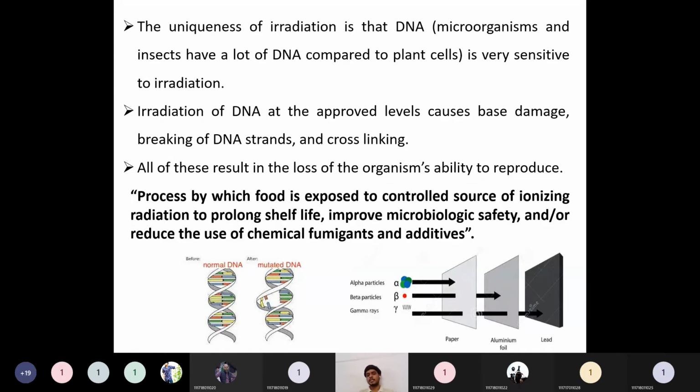Many preservative additives are used nowadays, even for noodles we are using many chemical preservatives. Those chemical preservatives will definitely have some chemical reaction with the natural wheat or whatever pulses are there. The adverse effect of those chemical additives can be lowered by using this irradiation procedure. So the process by which food is exposed to a controlled source of ionizing radiation to prolong shelf life, improve microbiological safety, and or reduce the use of chemical fumigants and additives is food irradiation. That is the definition of food irradiation.